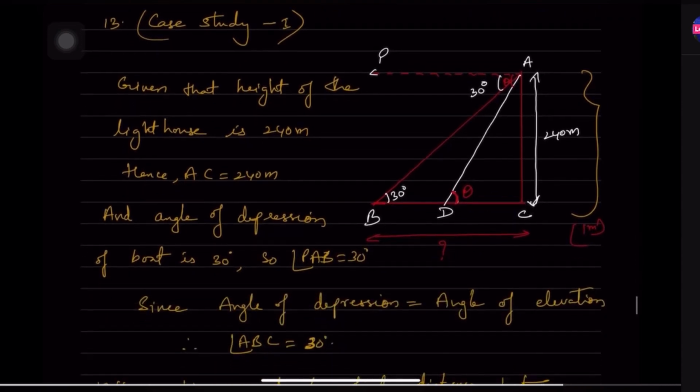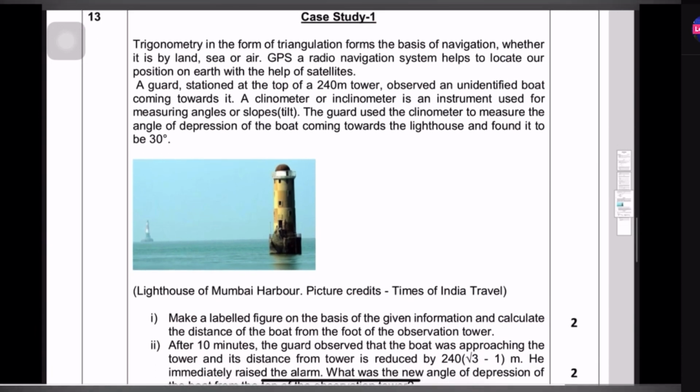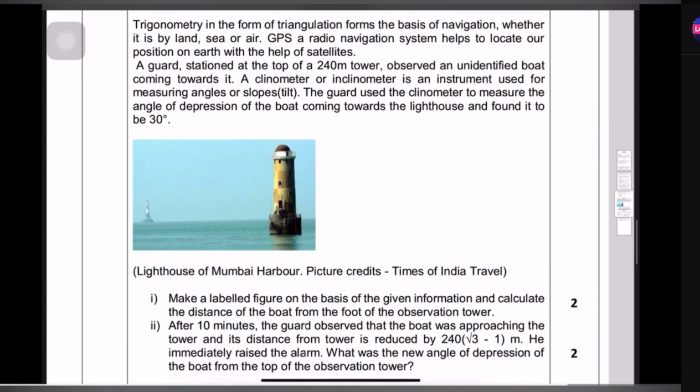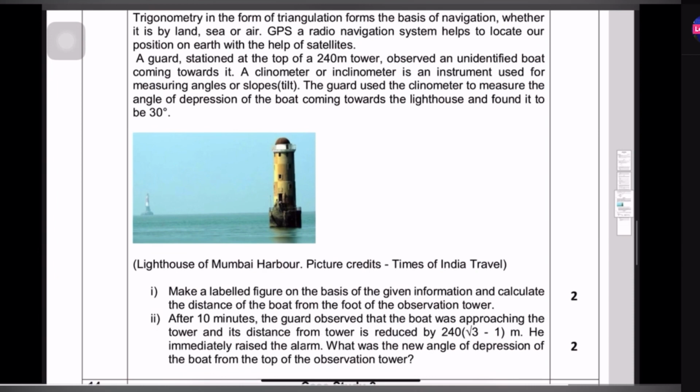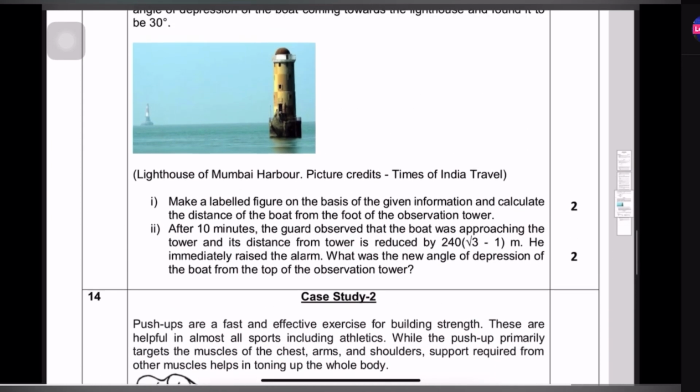Next, going into the case study problem. In case study 1, trigonometry in the form of triangulation forms the basis of navigation, whether it is by land, sea or air. GPS, a radio navigation system, helps to locate our position on earth with the help of satellites. A guard stationed at the top of a 240-meter tower observed an unidentified boat coming towards it. A clinometer or inclinometer is an instrument used for measuring angles or slopes, that is tilts. So the guard used the clinometer to measure the angle of depression of the boat coming towards the lighthouse and found it to be 30 degrees. So you have to find out two things over here.